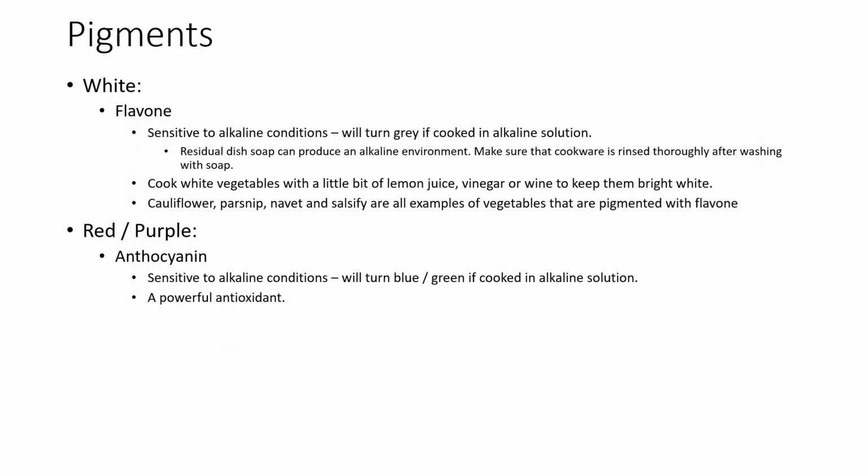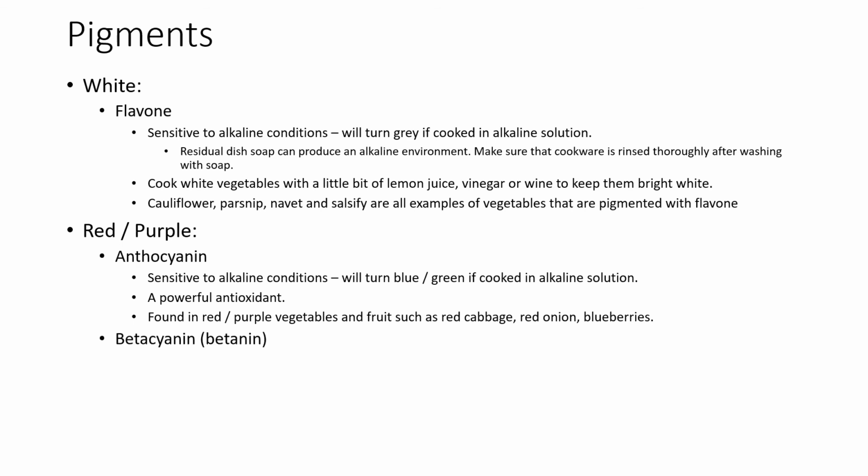As I said, this anthocyanin is a powerful antioxidant. We can find these anthocyanins. They're found in red and purple vegetables and fruits such as red cabbage, red onion, blueberries. Red wine is a good source of anthocyanins. So very, very good for you. Any red purple vegetables would be very good for you.